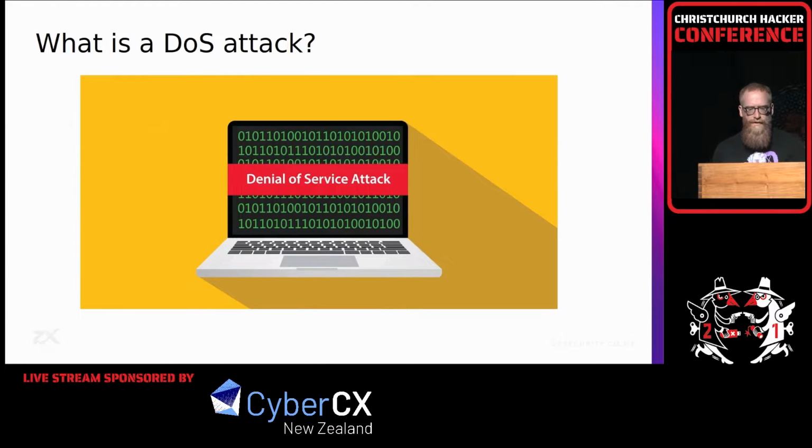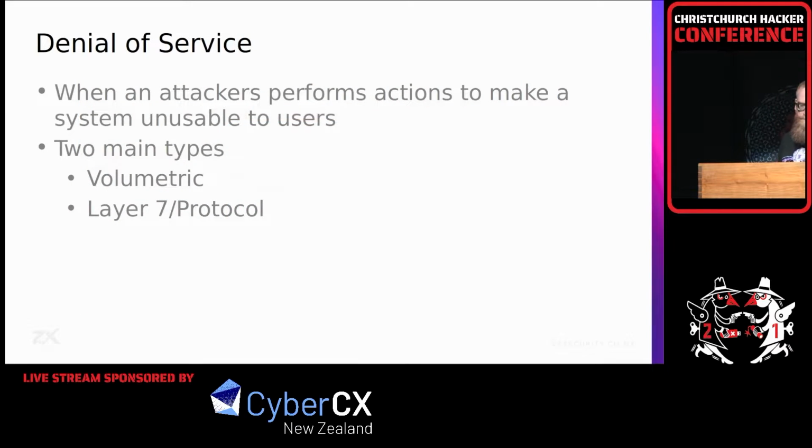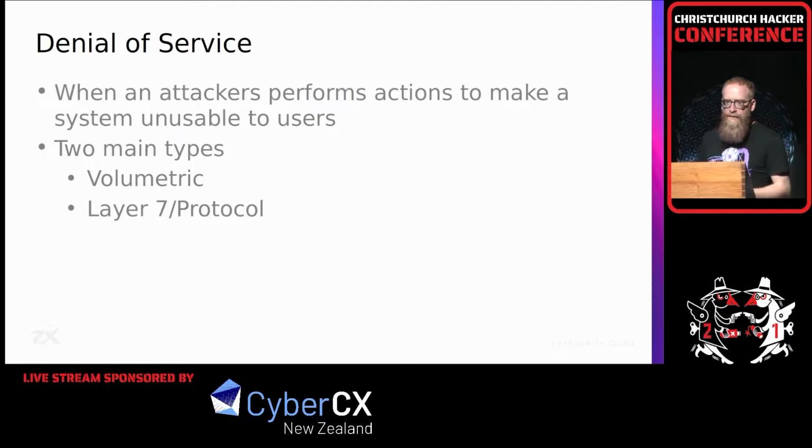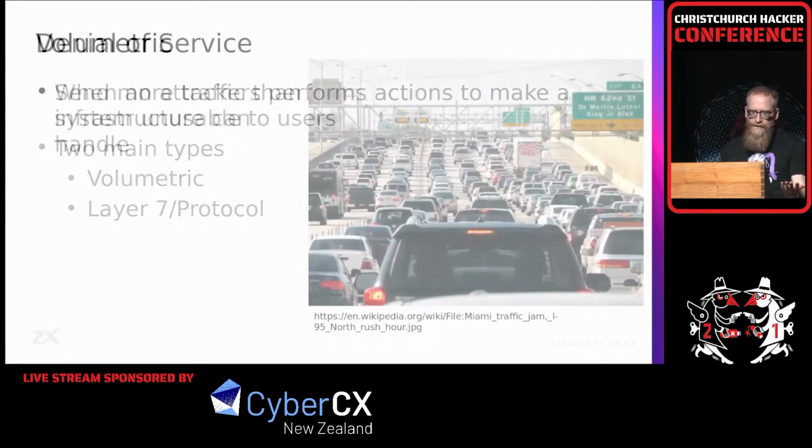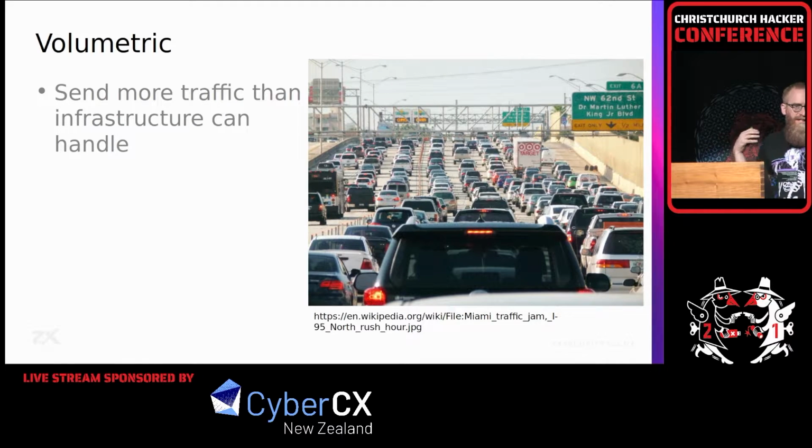So what is a denial of service attack? It's when an attacker does some actions that make your system unstable and unavailable to users. It may also not be an attacker, it could be someone at Facebook doing a BGP upgrade and taking the whole company offline. But that aside, there's two main types: volumetric and layer 7 protocol. Volumetric is when they just send so much traffic everything gets clogged up, nothing can work on the server, the pipes are full, the firewalls run out of CPU.